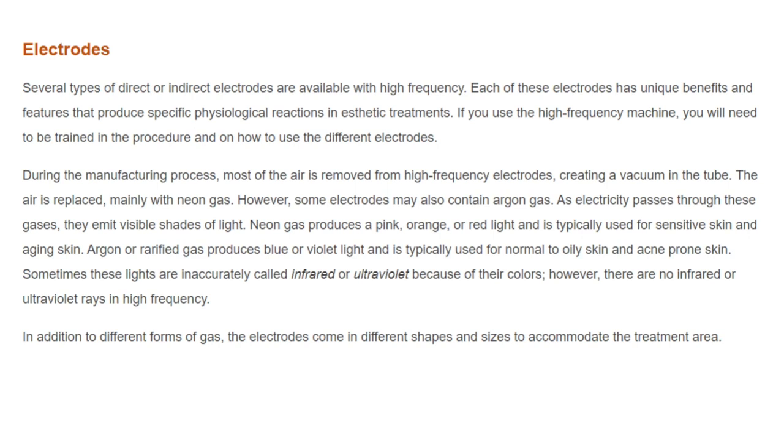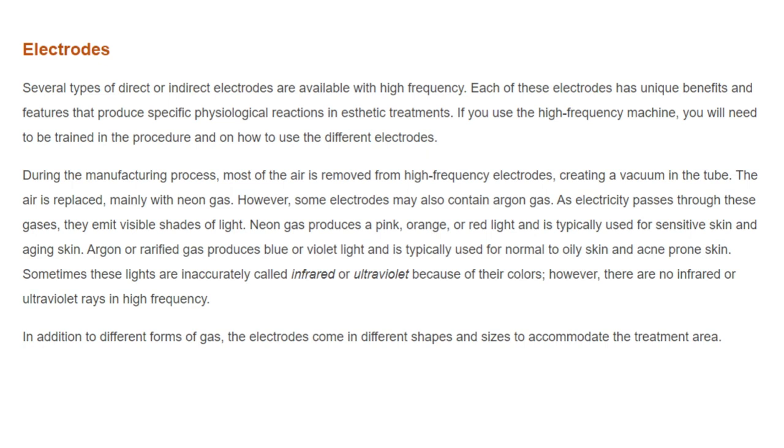Electrodes. Several types of direct or indirect electrodes are available with high frequency. Each of these electrodes has unique benefits and features that produce specific physiological reactions in aesthetic treatments. If you use the high-frequency machine, you will need to be trained in the procedure and on how to use the different electrodes. During the manufacturing process, most of the air is removed from high-frequency electrodes, creating a vacuum in the tube. The air is replaced, mainly with neon gas. However, some electrodes may also contain argon gas.